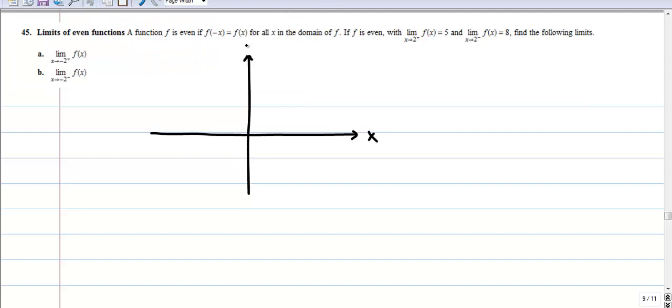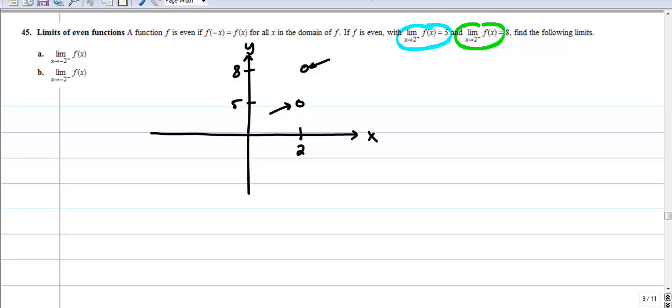And so here it says if f is an even function and for the number 2, the limit as x approaches from the left is 5 and from the right is 8. So here's 5. As I approach from one direction, it's approaching 5. And as I approach from another direction, or from this direction, it's approaching 8.